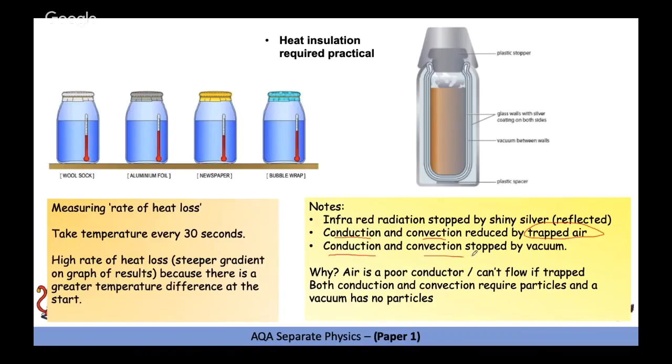And conduction and convection are also stopped by a vacuum. Why? Well, because in a vacuum there's no particles. So if there are no particles, that will stop any conduction or convection. So you may also use air, because air is a poor conductor, and it can't flow if it's trapped. Both conduction and convection require particles, and a vacuum has no particles.